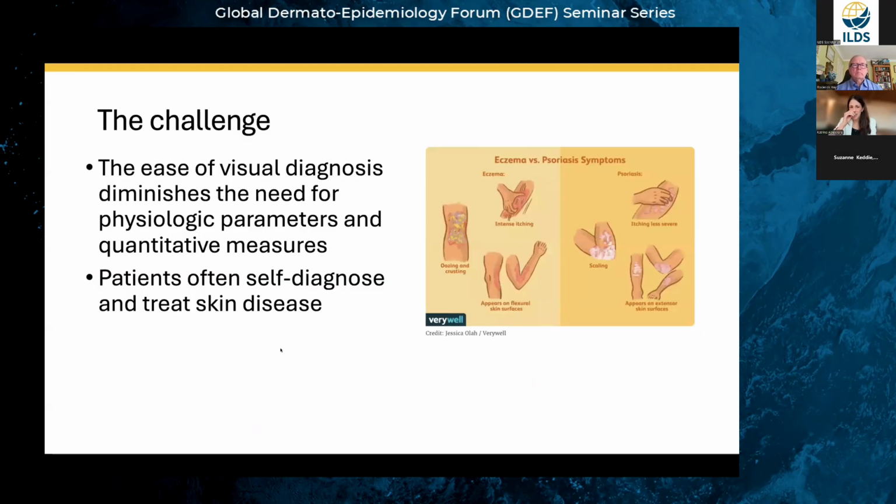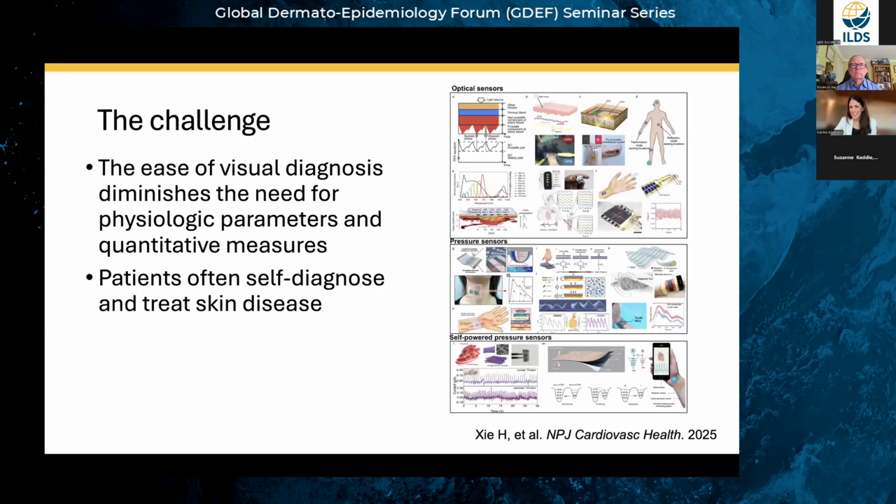However, the challenge is that the ease of visual diagnosis means that we've come up with very general disease categories. So, for example, from the internet, one could differentiate between eczema and psoriasis just by looking at this cartoon with some degree of certainty. If we were studying something like the heart, for example, that's less accessible, this is a recent figure from a Nature publication looking at all the different types of wearable sensors that are available to measure heart disease. You could imagine that you end up with a lot more detailed, quantitative, nuanced data that we don't get for skin disease because we can see it.